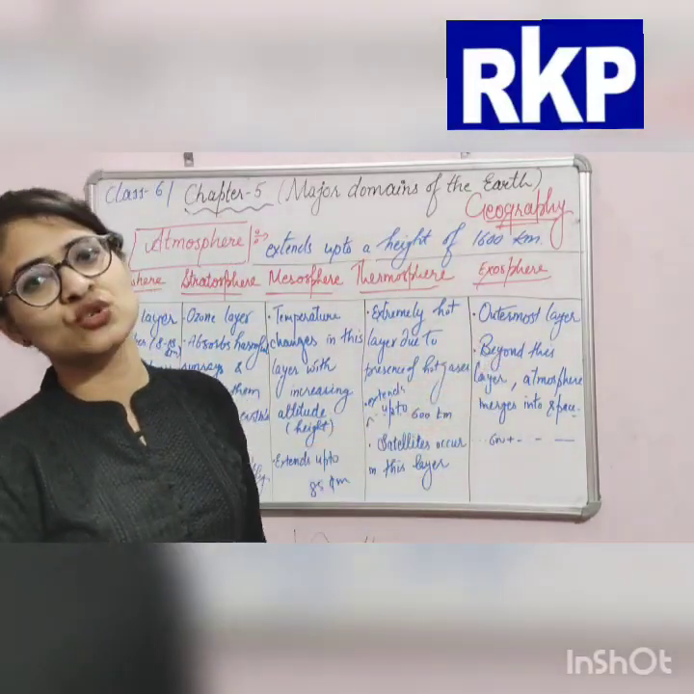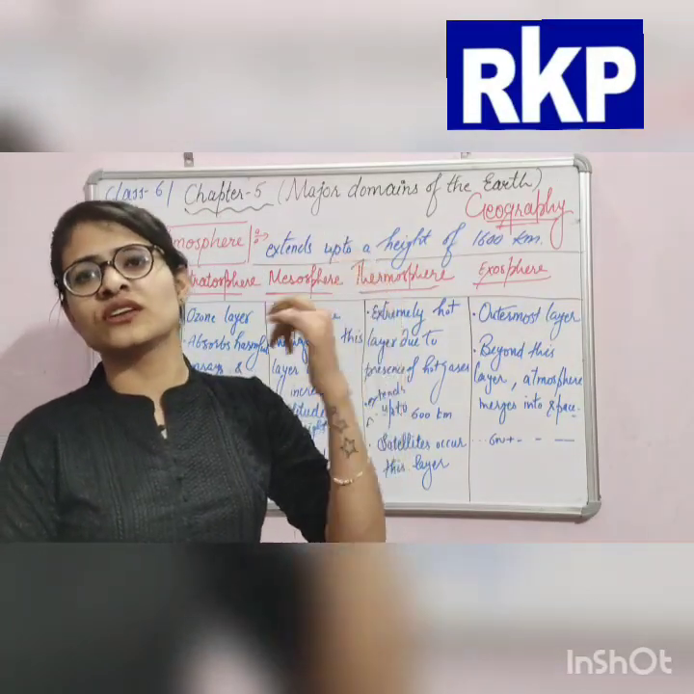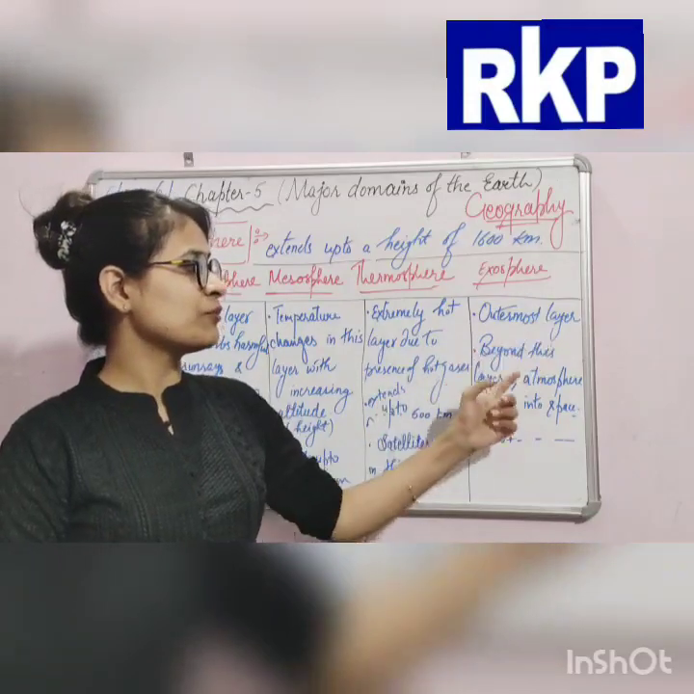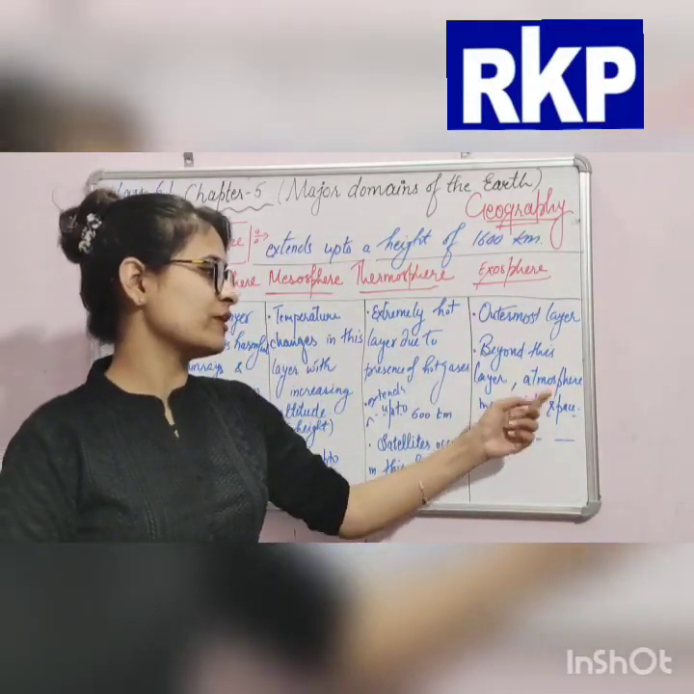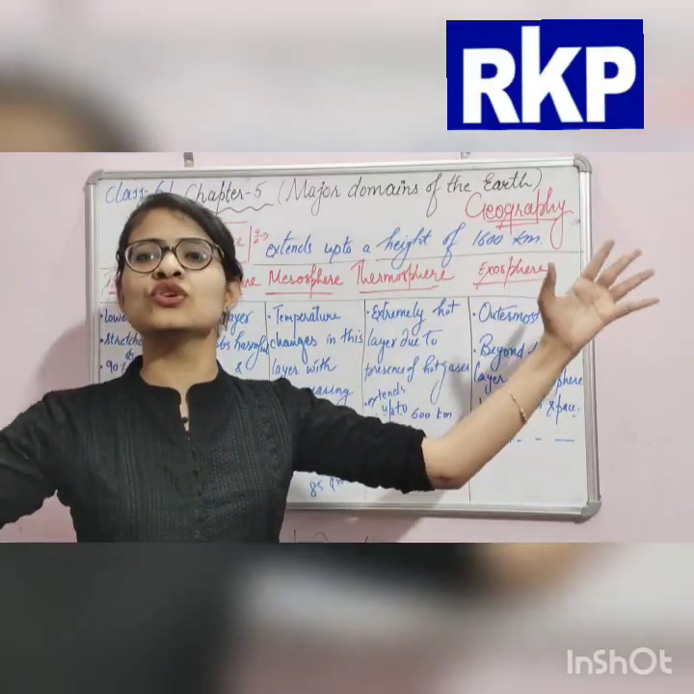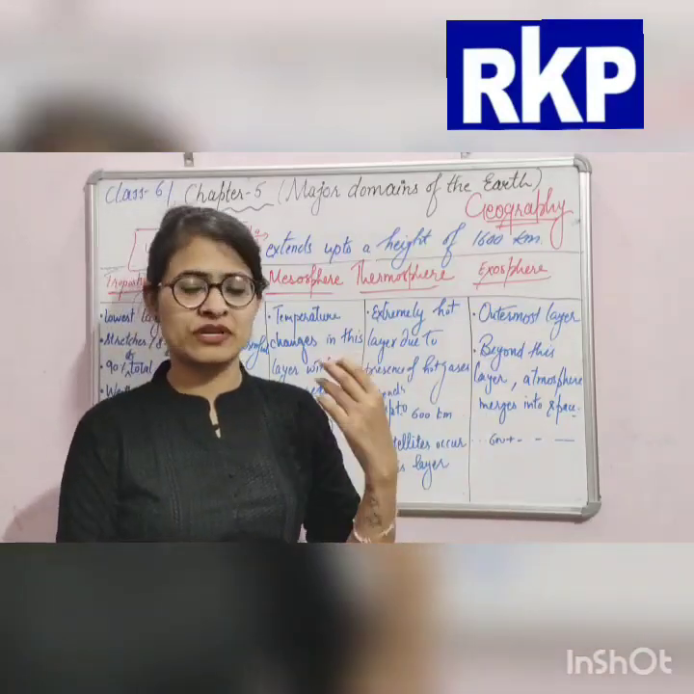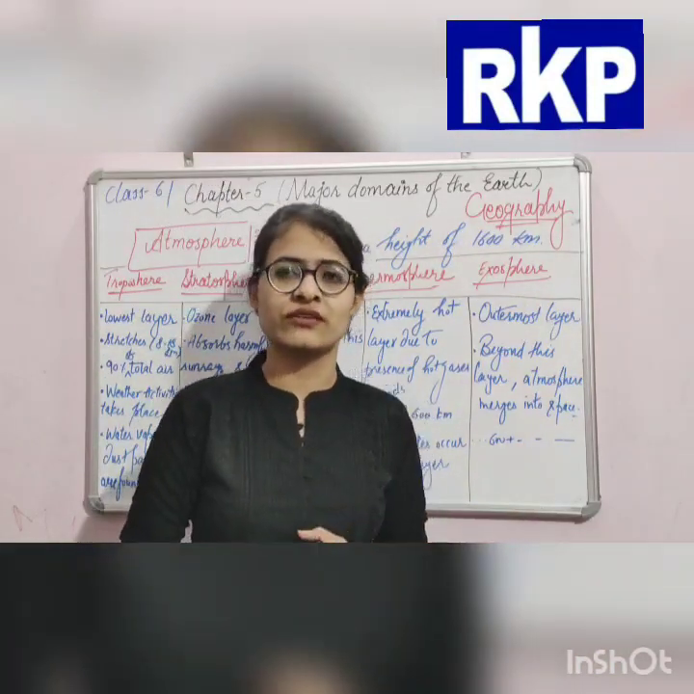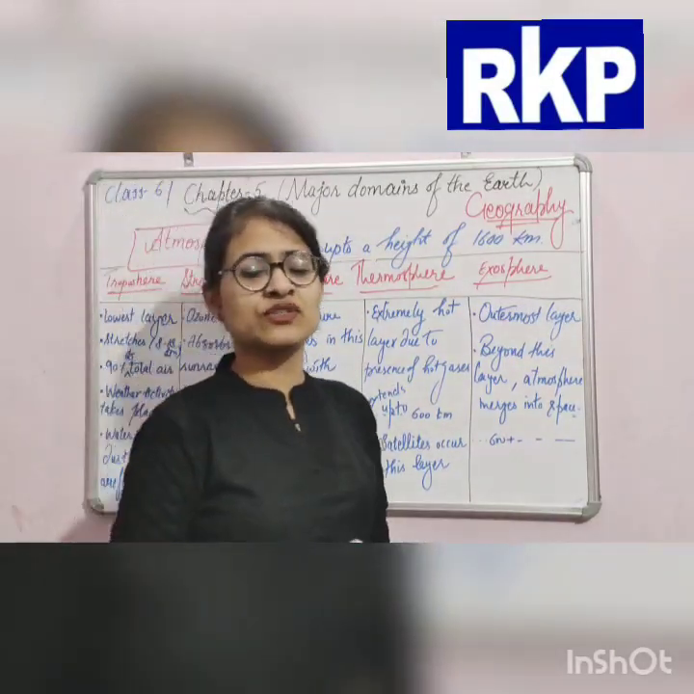Then last is the exosphere. After the thermosphere there is space. It is the outermost layer, and beyond this layer the atmosphere merges into space. It extends up to 600 plus kilometers, more than 600 kilometers. So this was about the atmosphere.